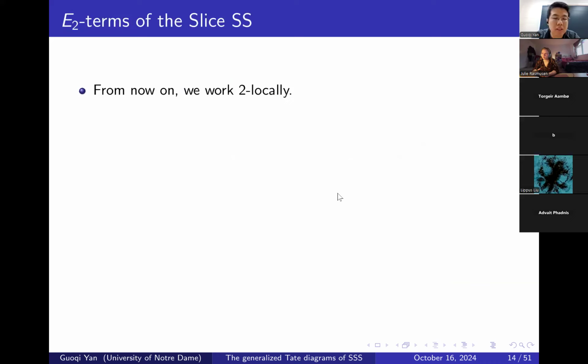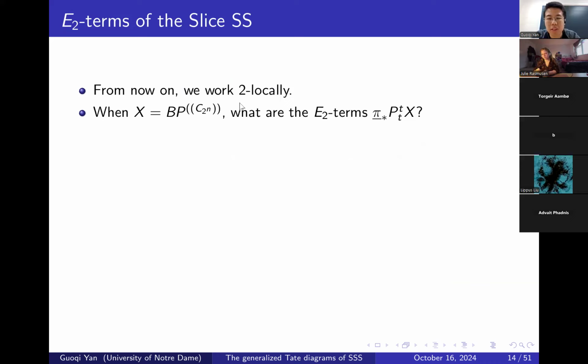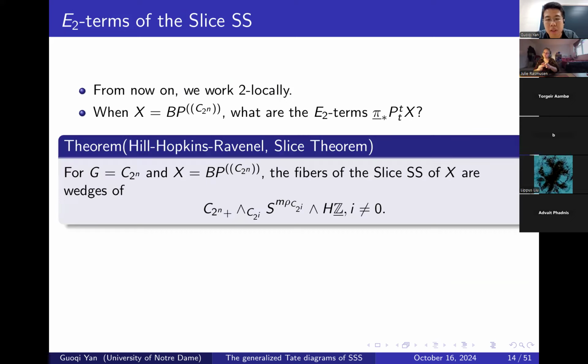From now on, we work 2-locally. And the first question people ask when we have a tower is what the E2 page of the spectral sequence is. And so this is the Hopkins-Ravenel slice theorem. If G is a cyclic 2-group and X is BP C2^N, then the fibers of the slice tower, in other words, the associated graded, are wedges of the following form.